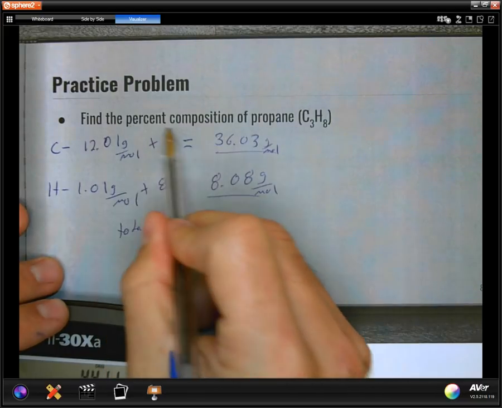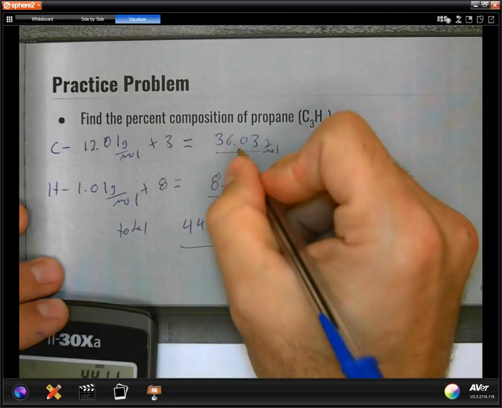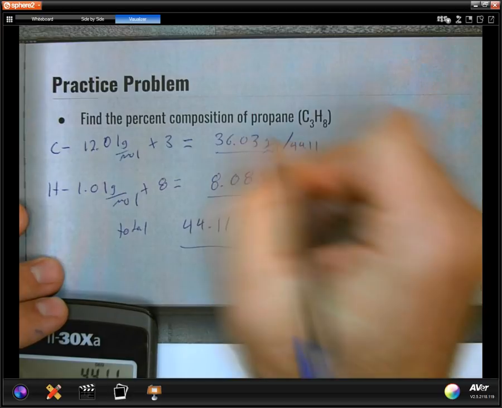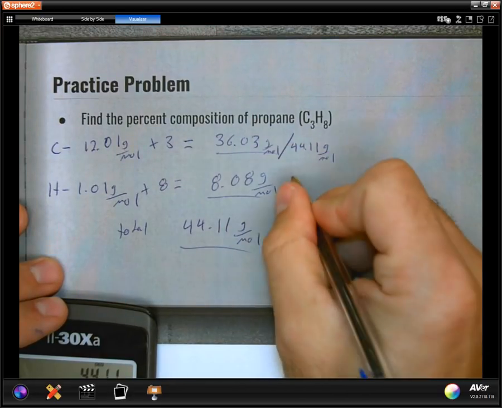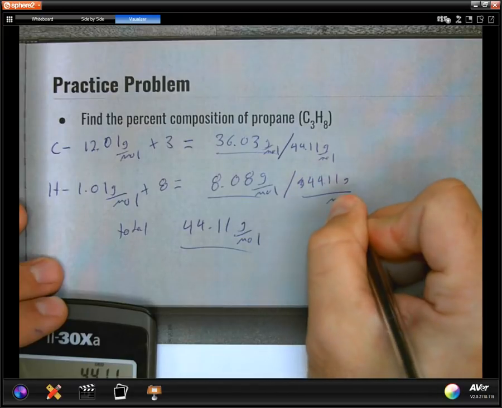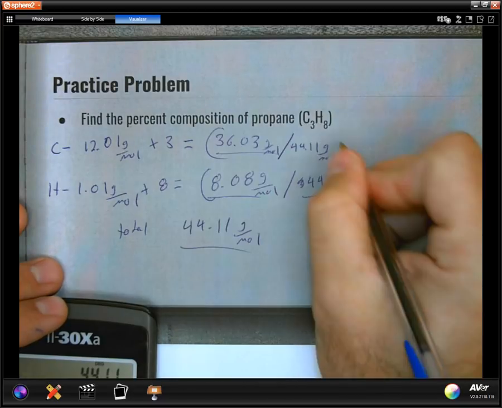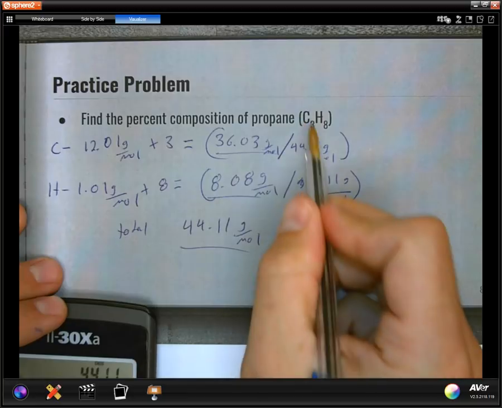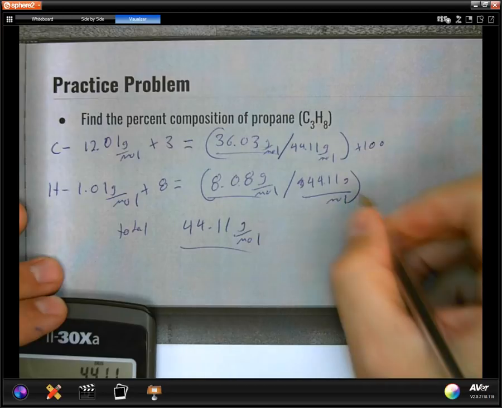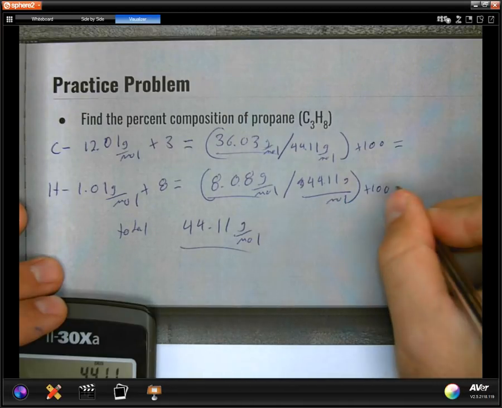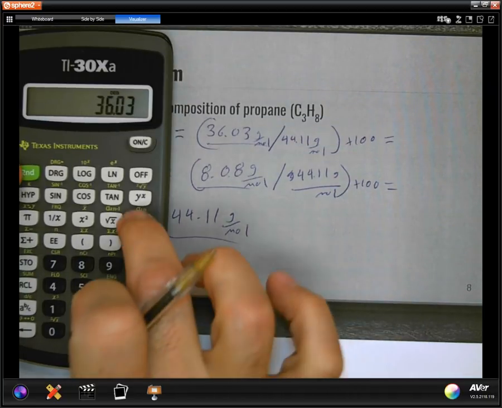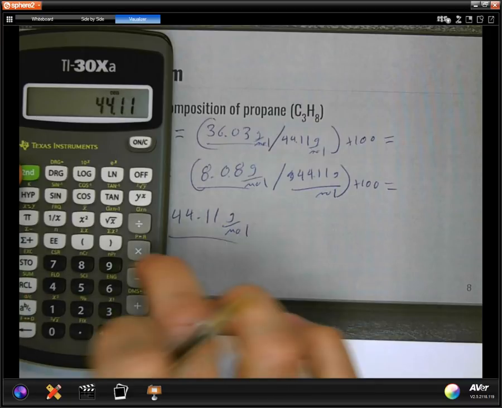But now we have to find the percent composition. So what do we do? Well, you're going to take that number and divide it by the total grams per mole. So again, what are we doing? We're just taking the part I'm interested in, which in this case is carbon, and dividing by the total. Then the part I'm interested in, which is hydrogen, divide by the total. And then of course we have to times it by 100 because it's a percent. And then we just simply do our calculation: 36.03 divided by 44.11 times 100.